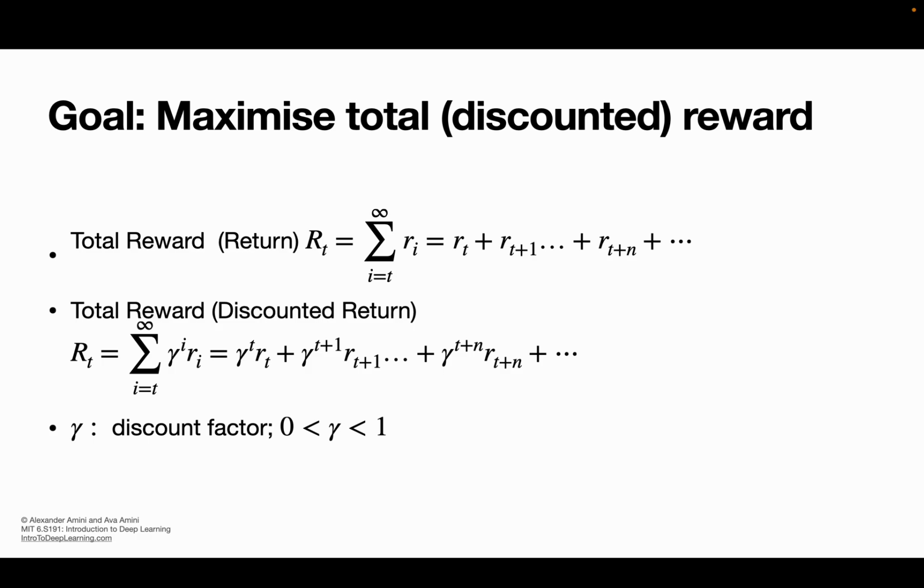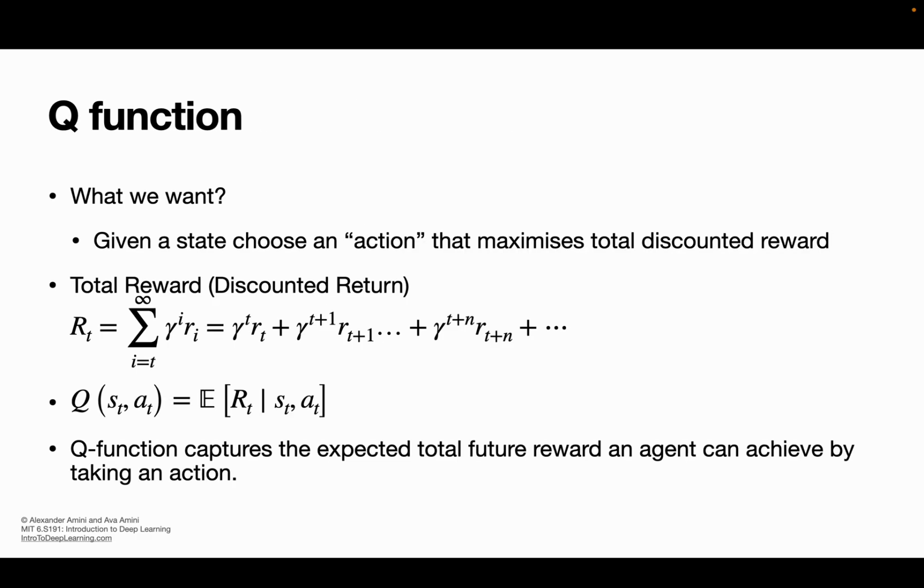So we've taken into consideration the total discounted reward, where we're factoring future rewards by gamma power. What we eventually want is, given a state, to choose an action which will maximize the total discounted reward. That's what you eventually want to be able to do.